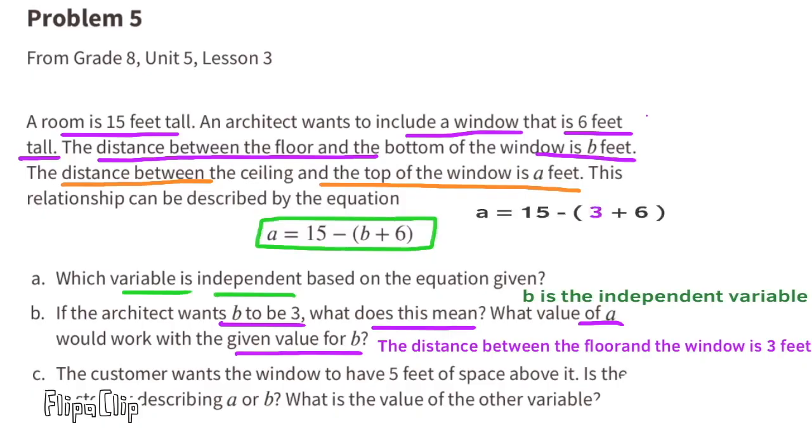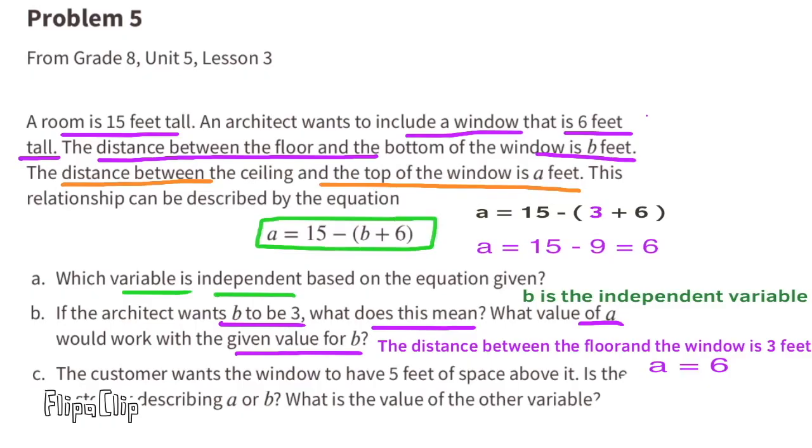If the architect wants b to be 3, that means that the distance between the floor and the window is 3 feet. The value for a would be 6 feet if the value for b was 3 feet, because 6 equals 15 minus 3 plus 6. And 3 plus 6 is 9, so 15 minus 9 equals 6. A equals 6. That means that the distance between the top of the window and the ceiling would be 6 feet, when the distance between the bottom of the window and the floor is 3 feet.